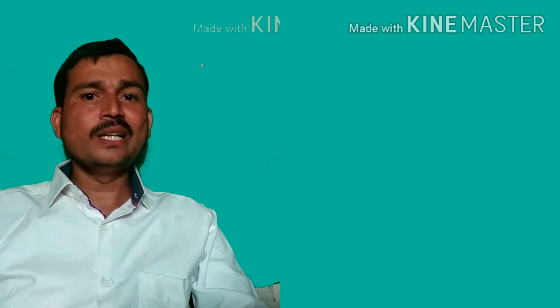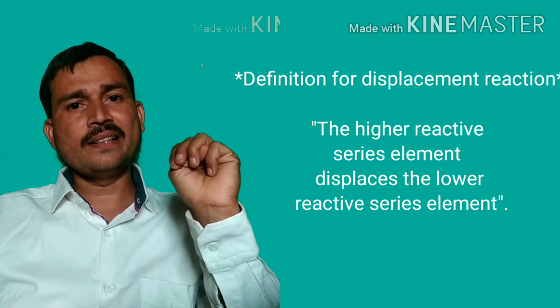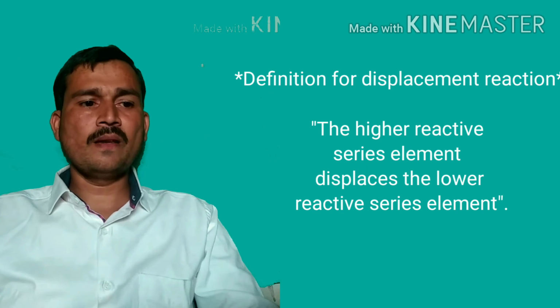Then, by studying the activity and examples of displacement reaction, can you define what a displacement reaction is? When an element displaces another element from its compound, it is a displacement reaction. Or, a higher series element displacing a lower series element is also called a displacement reaction. We studied the reactive series of elements in chapter 3, that is metals and non-metals. Then shall we move to the next type of chemical reaction, that is double displacement reaction.